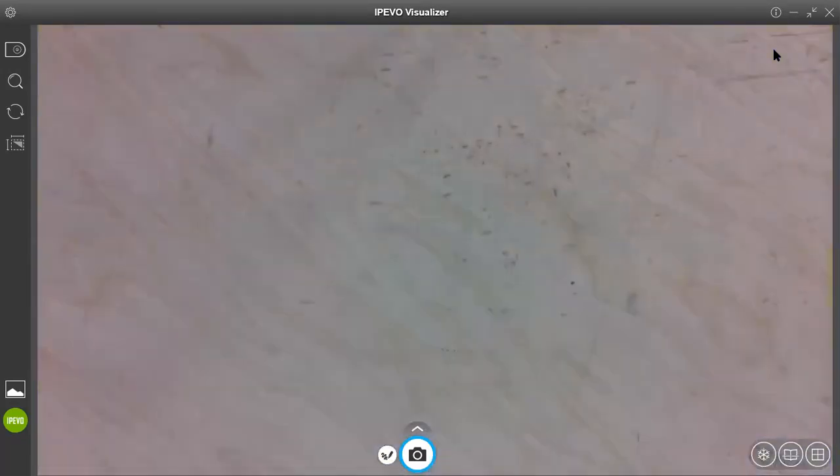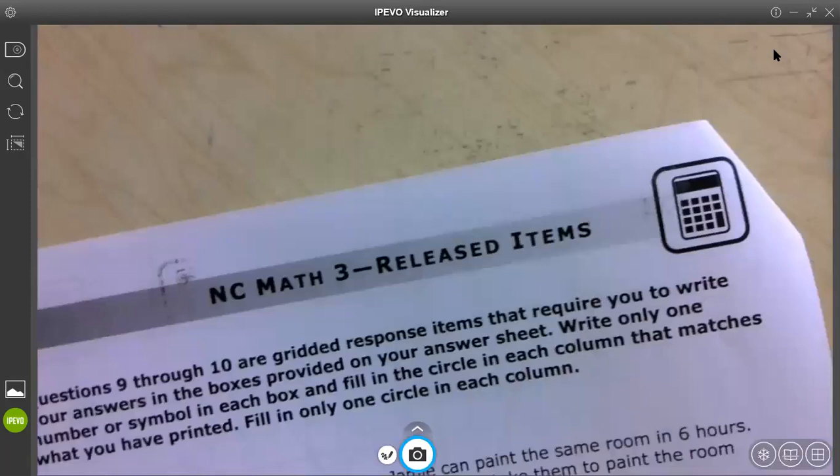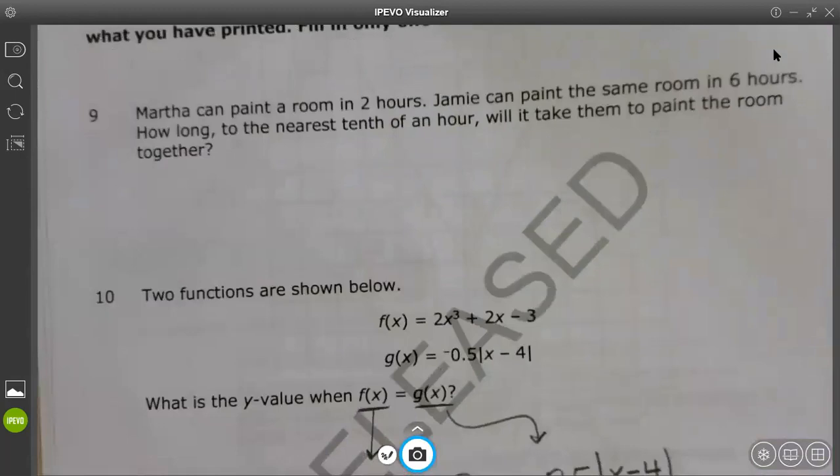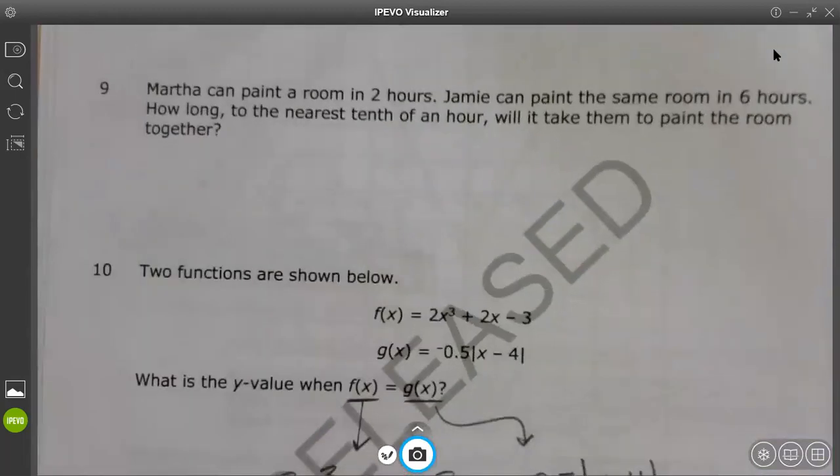All right. The last one on here that we haven't done is number 9. These are work problems. They're all worked out the same exact way. And I don't do a whole unit on these because they're worked out the same exact way the whole time. So it says Martha can paint a room in 2 hours and Jamie can paint the same room in 6 hours. How long to the nearest 10th of an hour will it take them to paint the room?